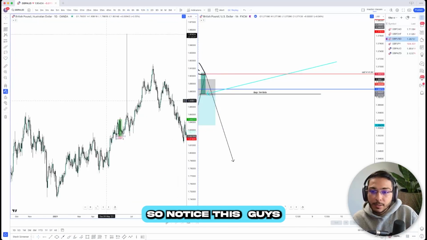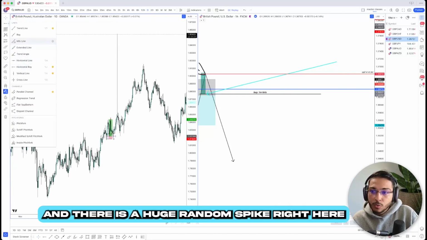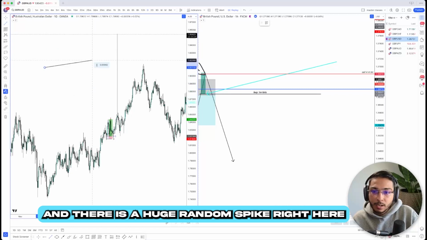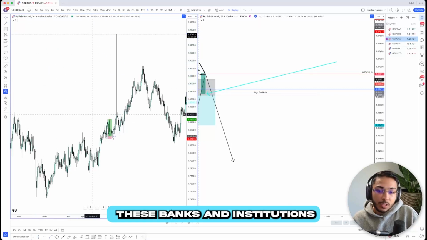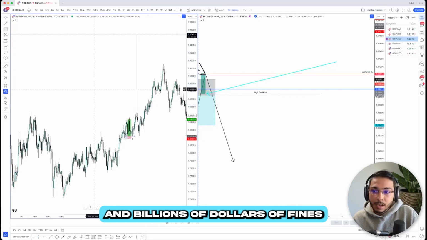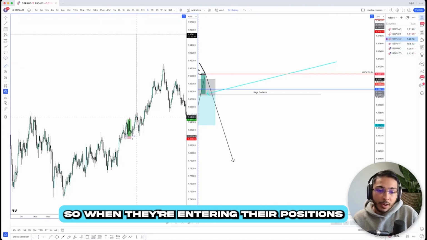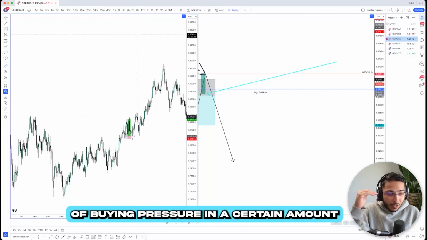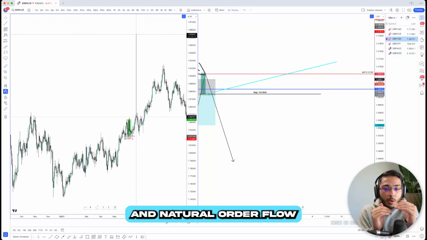So notice this, guys. Notice that this is a daily time frame, and there is a huge random spike right here, right? Now, what happens is these banks and institutions get charged millions and billions of dollars of fines for manipulating price or becoming market makers. So when they're entering their positions, there has to be a certain amount of buying pressure and a certain amount of selling pressure to keep the market in natural order flow.